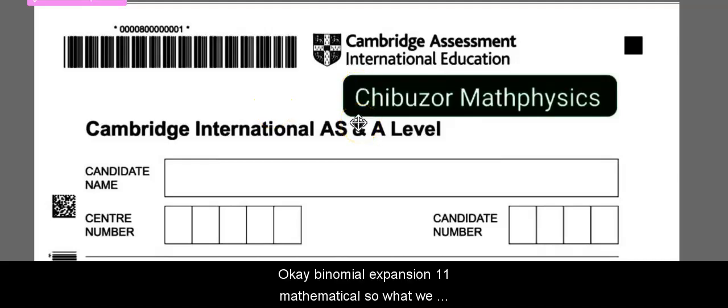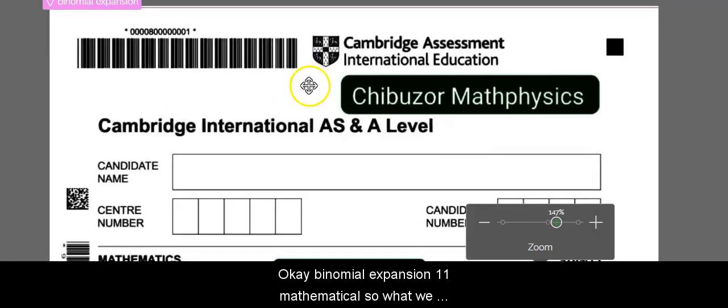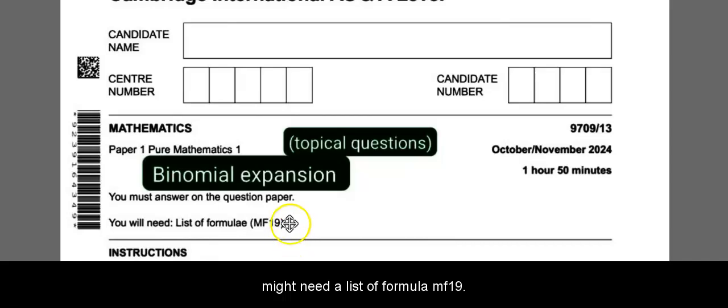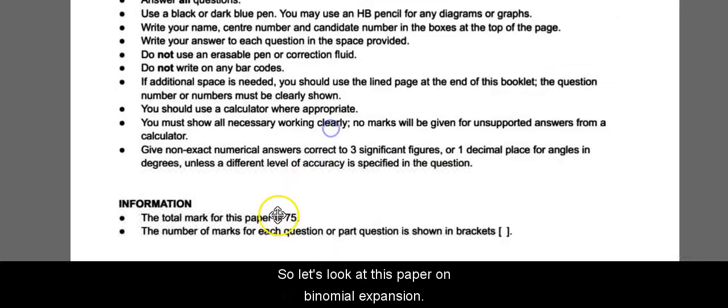Okay, binomial expansion, A-level mathematics, Cambridge. So what we have is a topical questions on binomial expansions, and you might need a list of formula MF19. So let's look at this paper on binomial expansion.